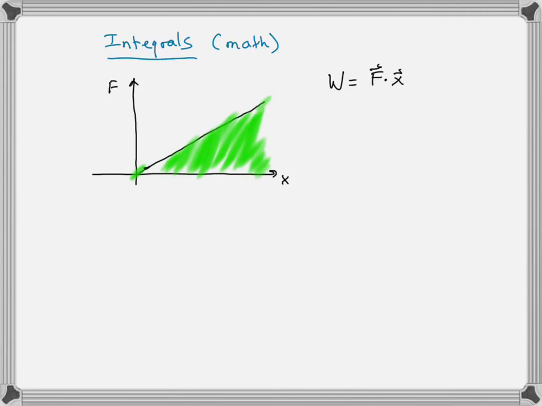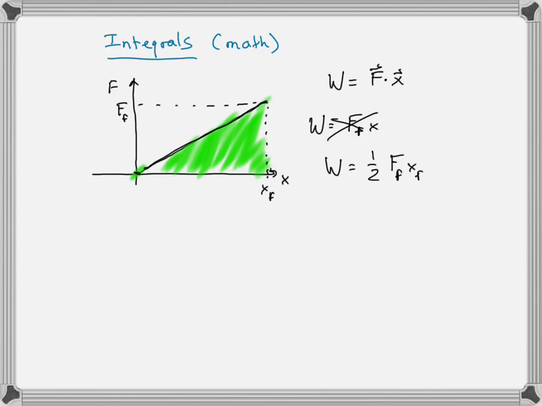Well, this one's easy because it's just a triangle, and so the work here, just jumping ahead, if F final is the final force and F initial is 0, is not F times x. It's the area under the triangle, which is 1/2 F final times x final. Anyway, let's see how we can work that out without actually drawing a graph and taking the area of a triangle.